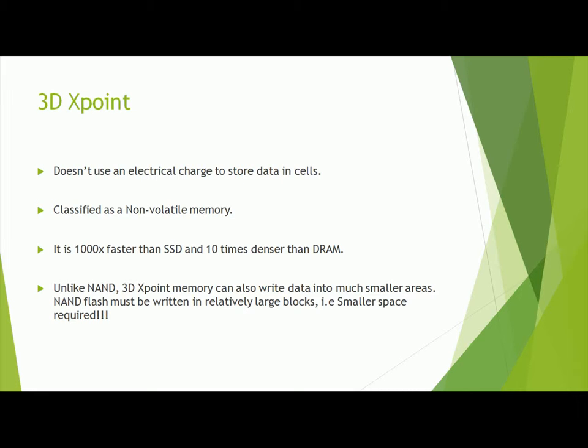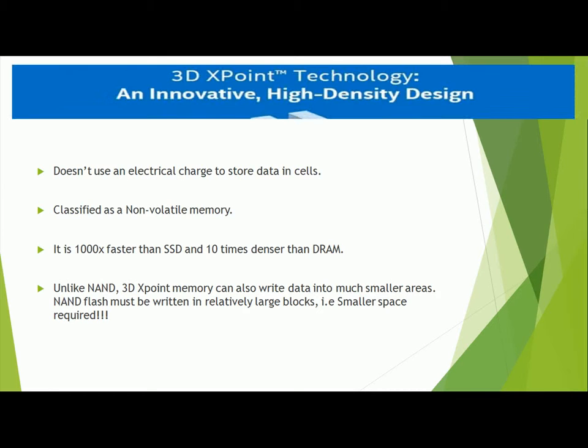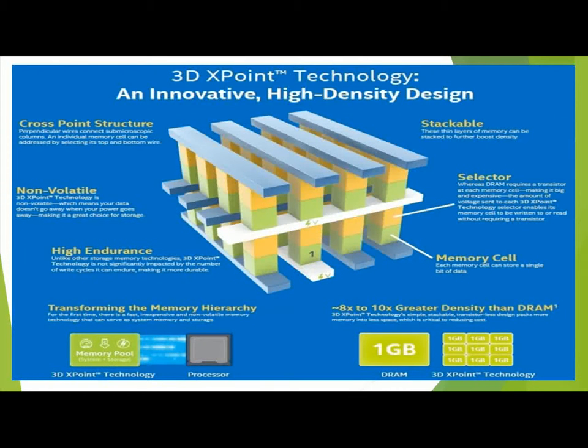Unlike NAND, 3D XPoint memory can also write data into smaller areas. NAND flash must be written in a relatively larger block, so smaller space is required. Now it is called a crosspoint because the wires form an X-type structure when you look at it from the top.